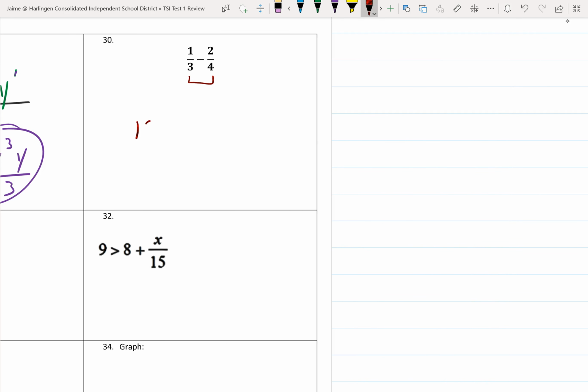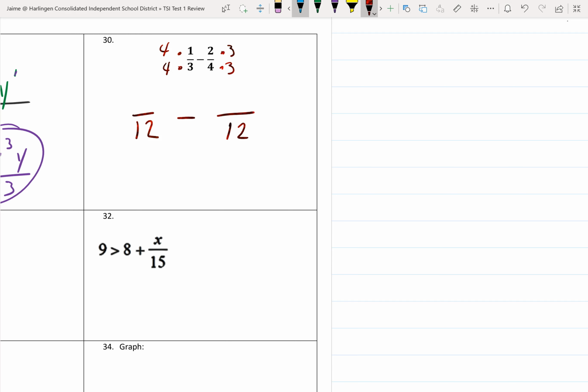So I want 12. And then there's a minus sign. Don't forget the minus sign there. Minus another one over 12. Now how does 3 become 12? Well, it's times 4. That's how you get to be 12. You do times 4 to the bottom, you gotta do times 4 to the top. How does 4 become 12? Well, times 3. Times 3 to the bottom, times 3 to the top.